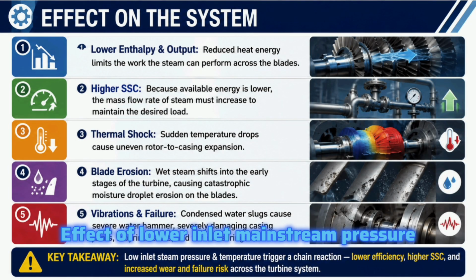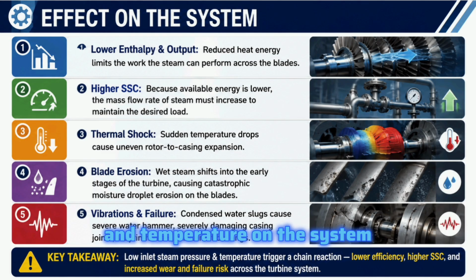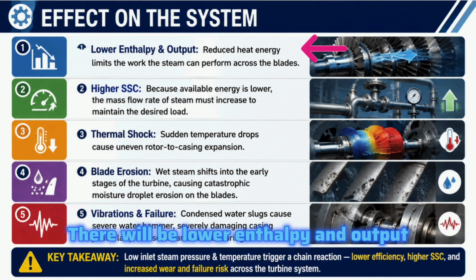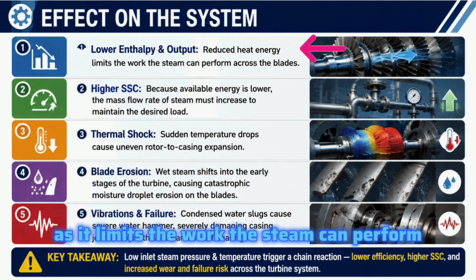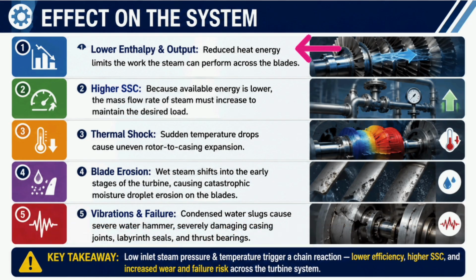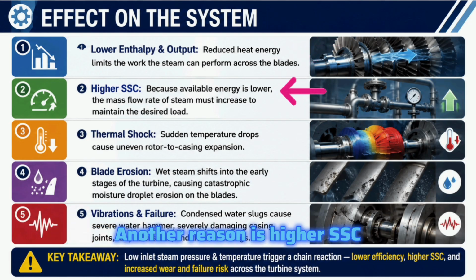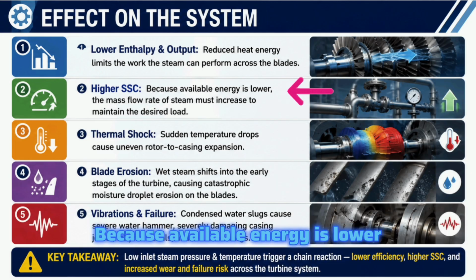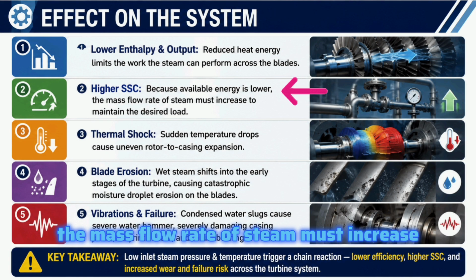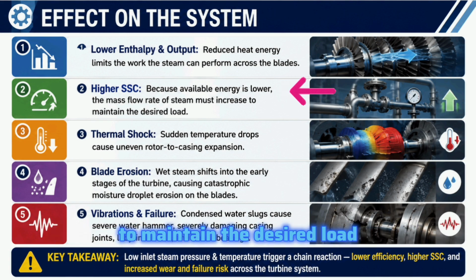Effect of lower inlet main steam pressure and temperature on the system. There will be lower enthalpy and output due to reduced heat energy, as it limits the work the steam can perform across the blades. And the reason is higher SSC, because available energy is lower, the mass flow rate of steam must increase to maintain the desired load.